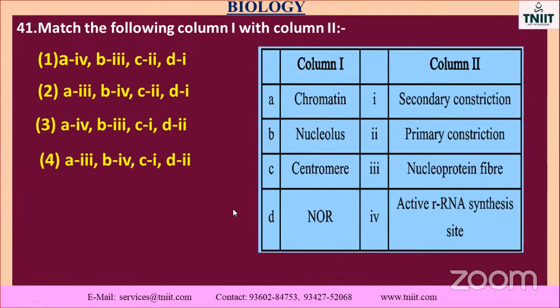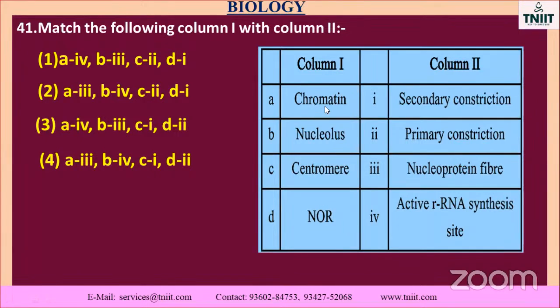Today we are going to discuss the remaining part of the question. See the first question, the 41. Match the following column 1 with the column 2. Here they have given two columns. Column 1: A is chromatin, second one is nucleus, third one is centromere, and fourth one is NOR, N-O-R.